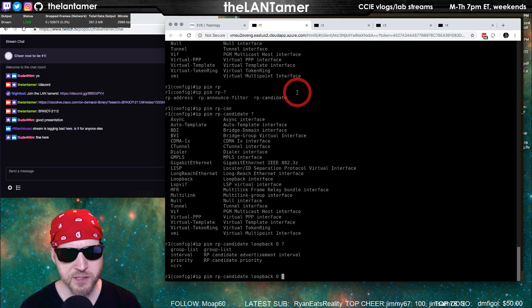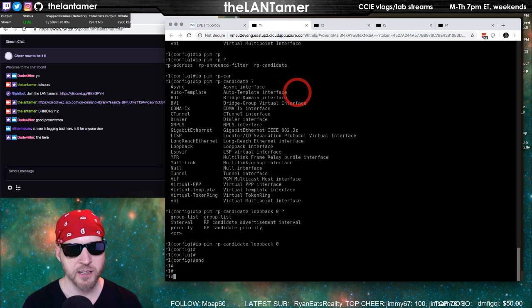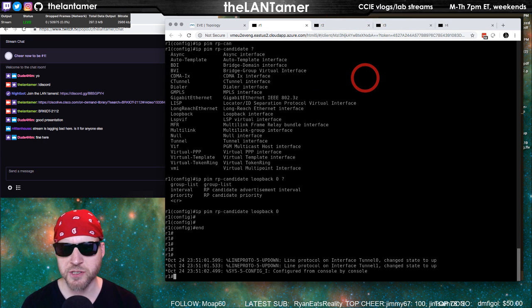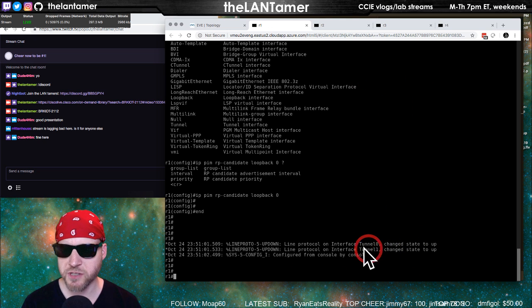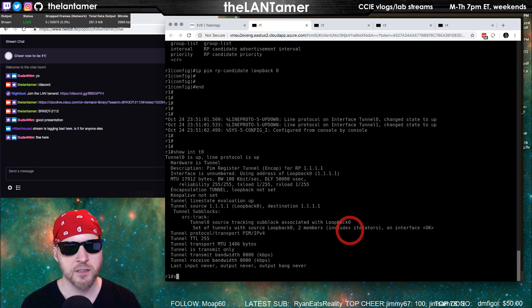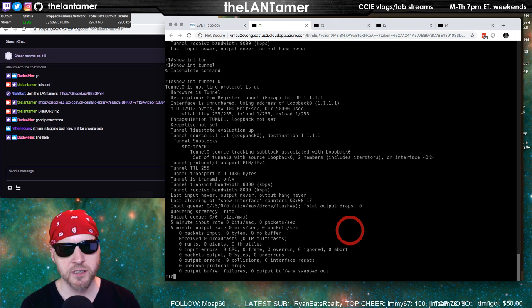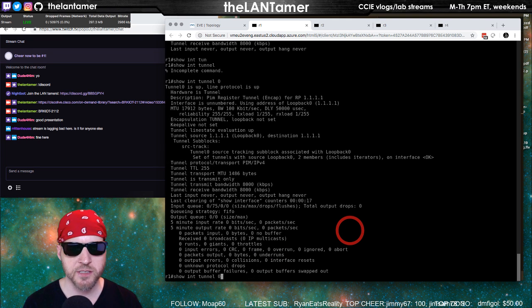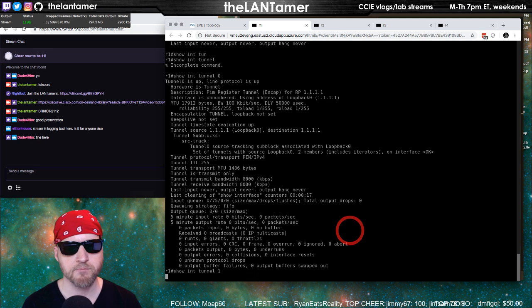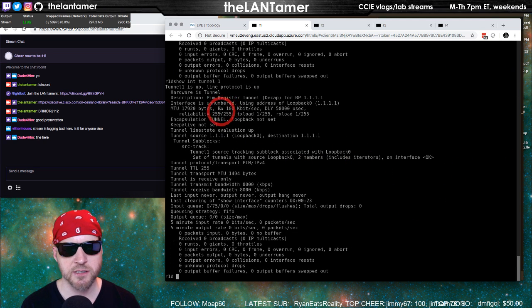This one, we're just going to have one RP on the network. Let's see if now the other routers have learned. Okay, notice our tunnel. We still use a tunnel with BSR. Show interface tunnel. One should be the encap and the other the decap. Yep. Nice.